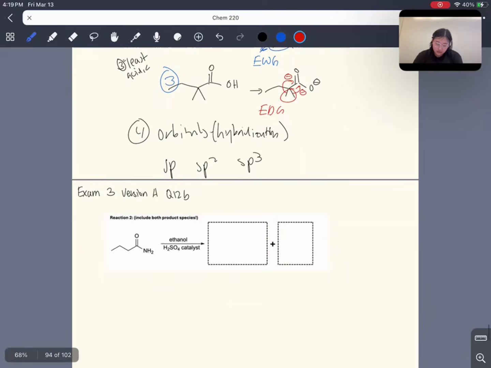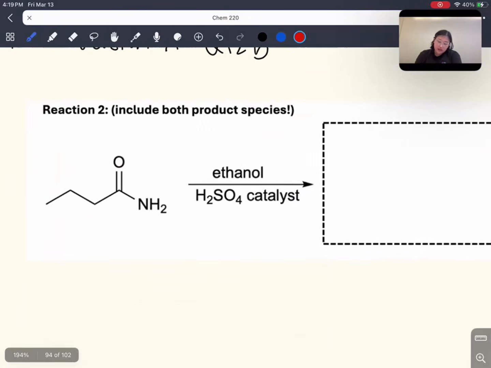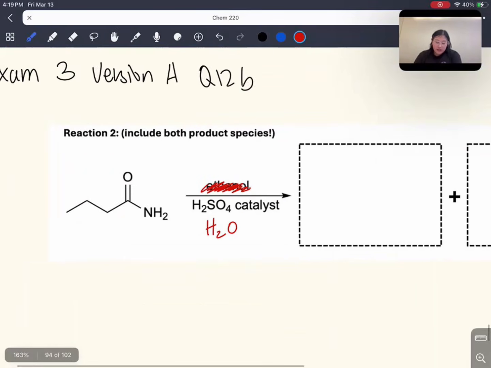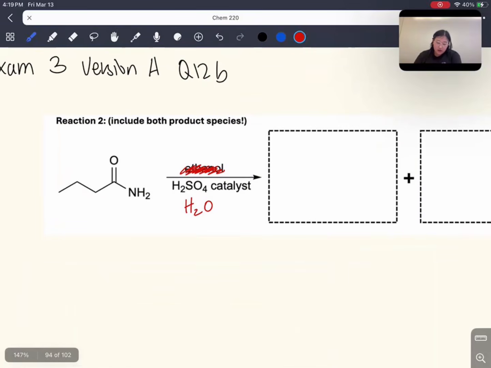Okay. This next question is from exam 3, version A. It's question 12B. Actually this question was changed to cross out ethanol. So it was just H2SO4 catalyst, and then there was also H2O. So the question was changed, but we're basically doing a hydrolysis reaction.